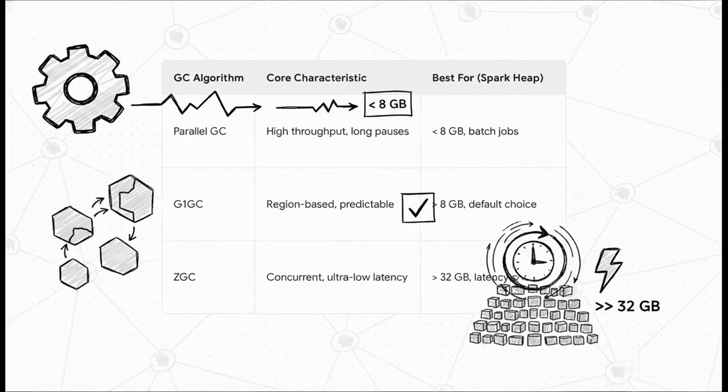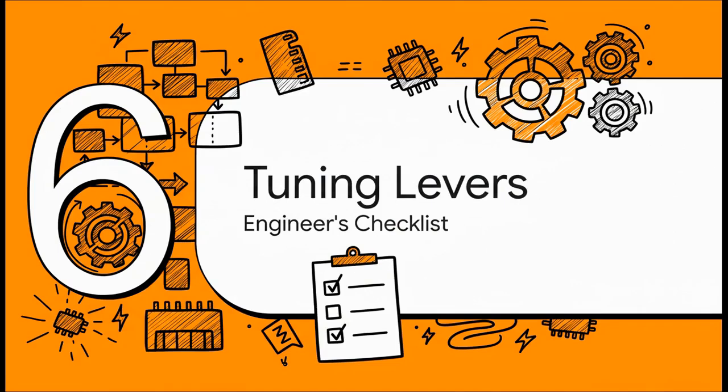For Spark, there are really only 3 collectors you need to worry about. There's Parallel GC, which is optimized for throughput but can have really long pauses, so it's only good for smaller heaps. Then there's G1GC, the Garbage-First collector. It's the default in modern JDKs, and honestly, it's the best choice for nearly all Spark workloads that have heaps over 8 GB because its pause times are so much more predictable. And for those truly massive heaps, like hundreds of gigs, ZGC offers ultra-low latency, but you pay for it with higher CPU overhead.